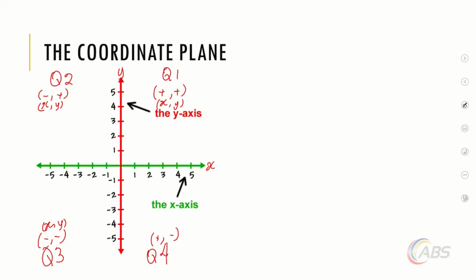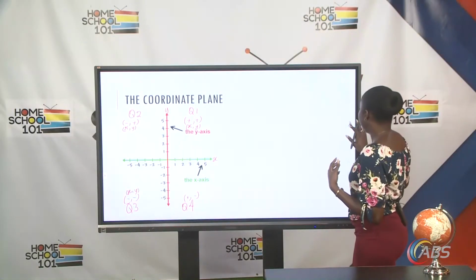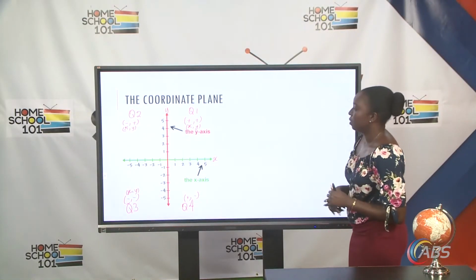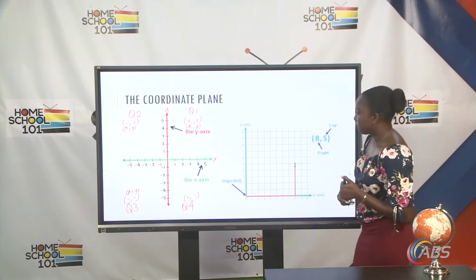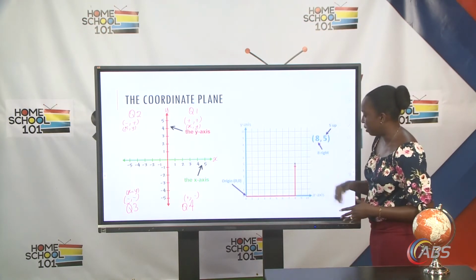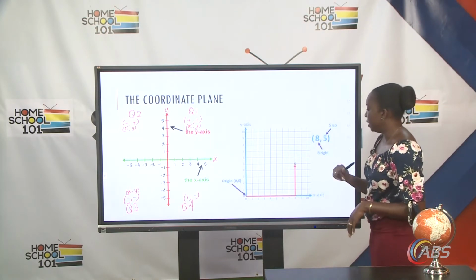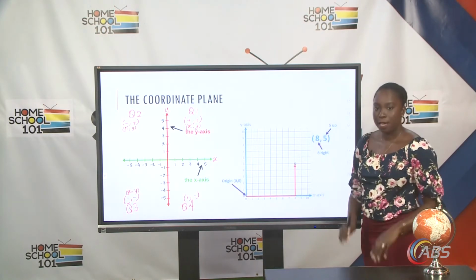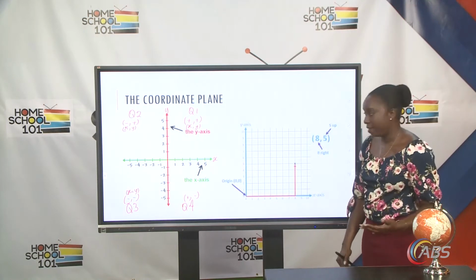So now we're gonna go into plotting points. Just have one example here. The point is already given to us here at the black x, and this point is named 8, 5. How do we know that it is 8, 5?